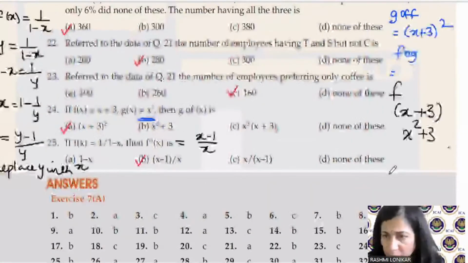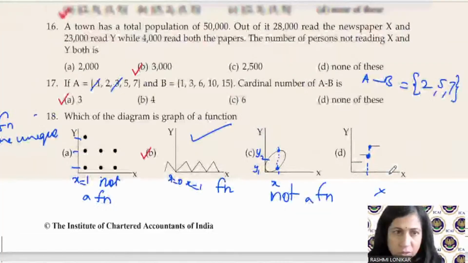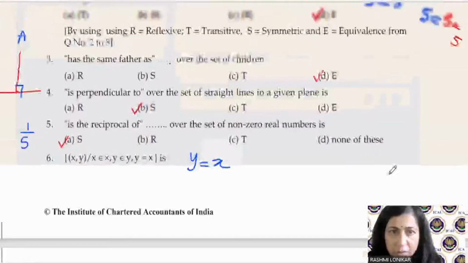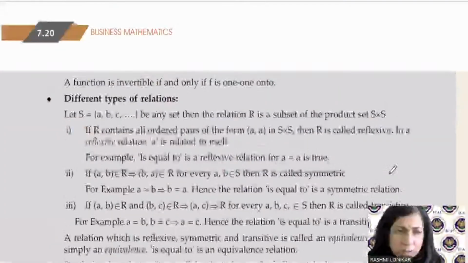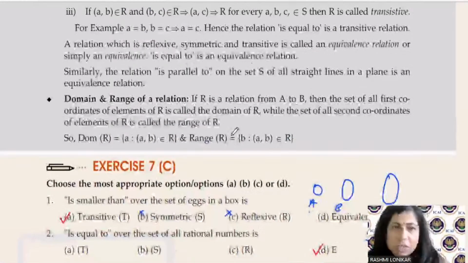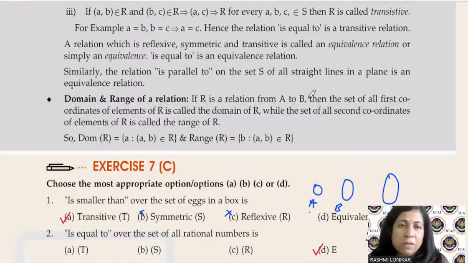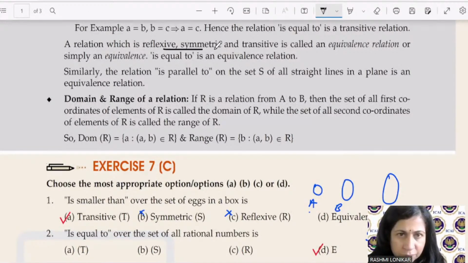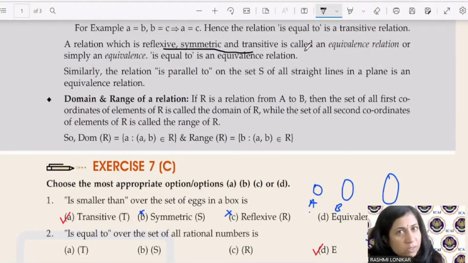Oh, we have already gone over the time. So, just remember what the different types of relation are: reflexive, symmetric, and transitive. And any relation which satisfies all the three is called an equivalence relation.